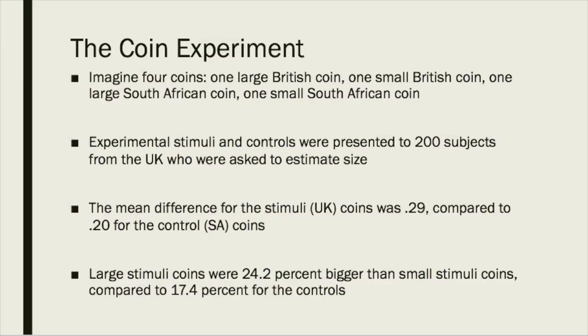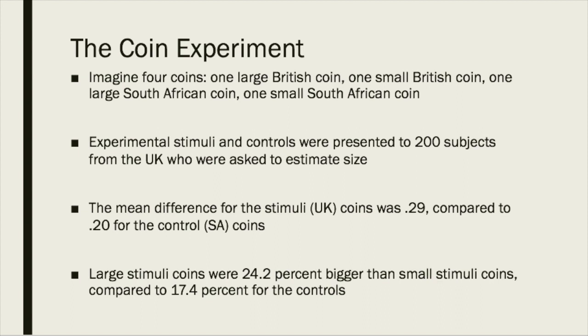Here's another experiment that illustrates the same logic surrounding accentuation theory. This time, instead of jars of chocolate and sand, I want you to imagine 4 coins. One large British coin and one small British coin. We'll call these two the stimuli. And then there's one large South African coin and one small South African coin. We'll call these the controls.